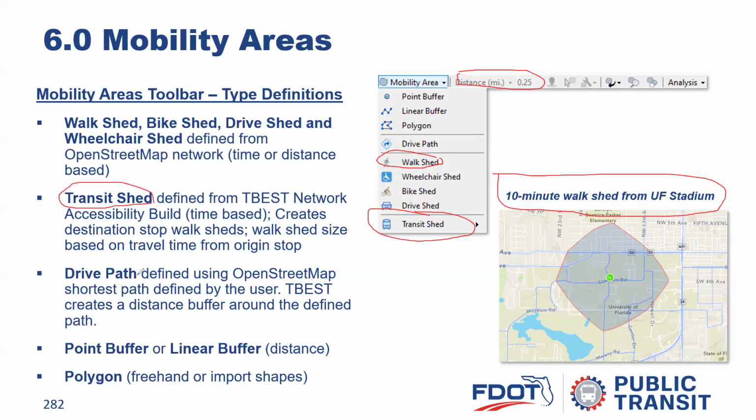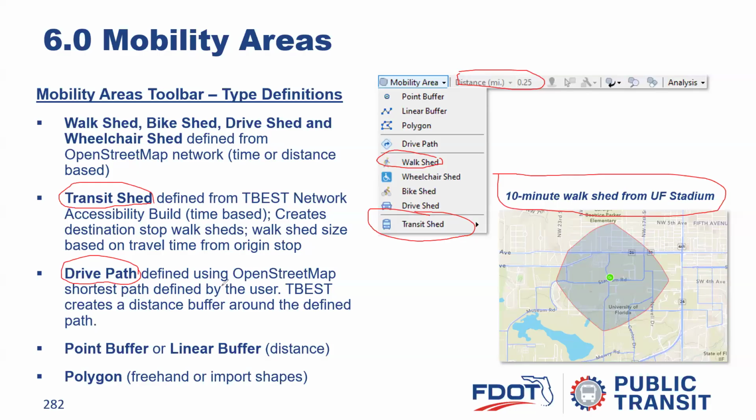The next option is Drive Path, which again does use the OpenStreetMap. In this case, it's kind of similar to what we were doing yesterday with digitizing, using the shortest path between a point you click on the map and using the street network to your cursor. So it just follows the path along the roadway network, and then you would just double click, and then it would buffer around your alignment you digitized.